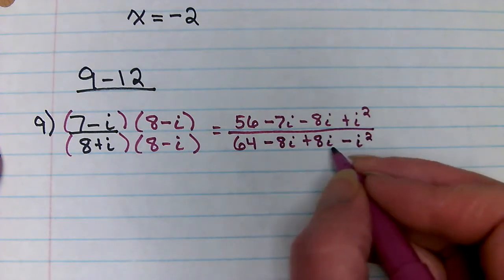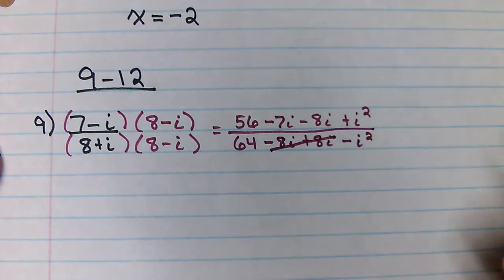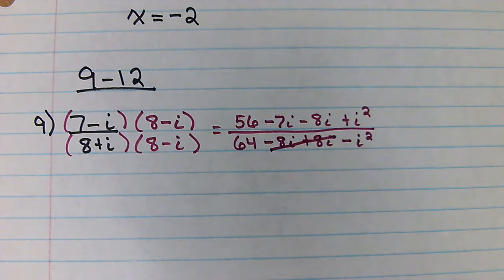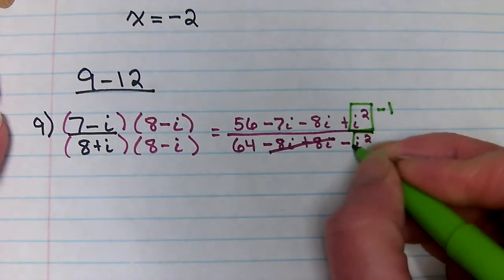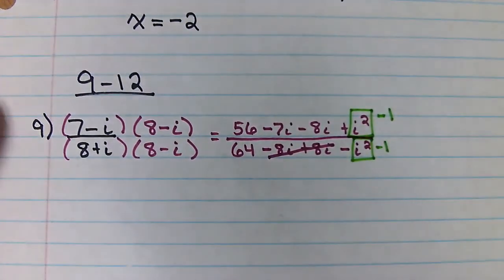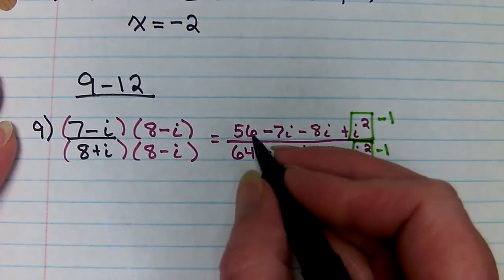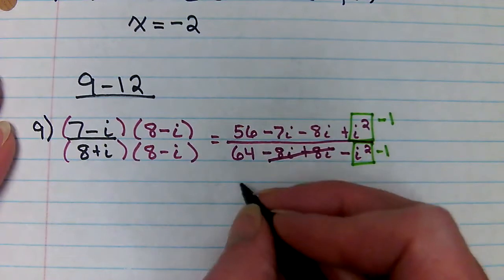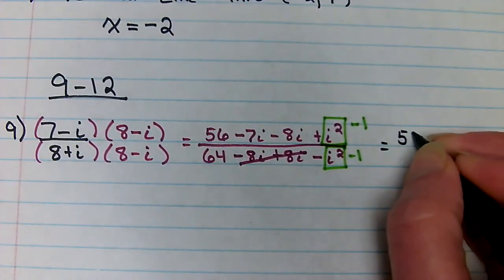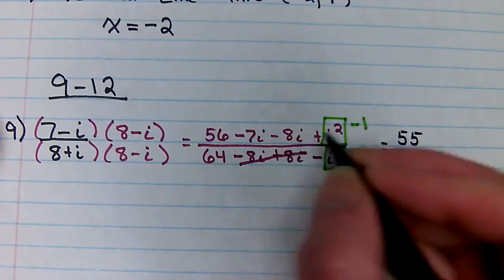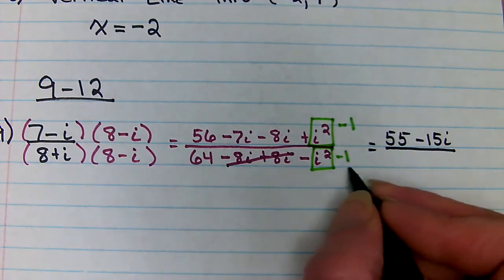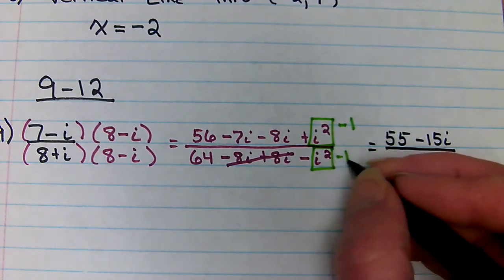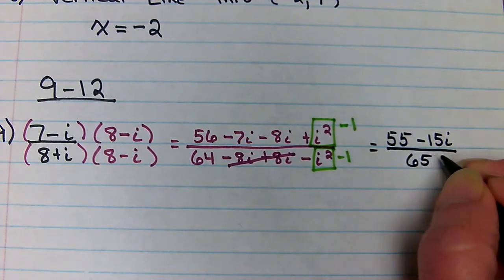Now, the beauty of that, when we multiply by the conjugate, is that these middle terms cancel. Just a reminder, everywhere I see an i squared, it's going to get replaced with a negative 1. So let's see what we have left. We'd have a 56 plus a negative 1. Negative 7i and a negative 8i is a negative 15i over 64 plus 1, because negative 1 would be a plus 1, that'd be a 65.